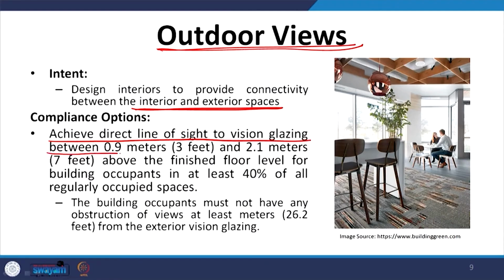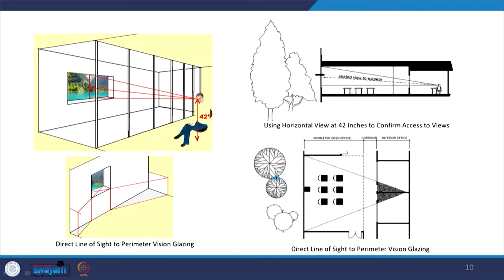To comply with this, we have to achieve the direct line of sight to vision glazing between 0.9 meters and 2.1 meters of the height above the finished floor level for building occupants in at least 40% of all the regularly occupied areas. Now, this can be very simply achieved, or the compliance can be shown with the help of schematic diagrams, where we have to ensure that the eye level is being considered at a 42 inches height. We have to eliminate the areas which are right next to the vision glazing, which cannot possibly have the views from the vision glazing, and then ensuring that the direct line of sight is not hindered from the vision glazing. Now, we are only considering the vision glazing part of it. So, that is between the given heights from the floor, finished floor of the building.